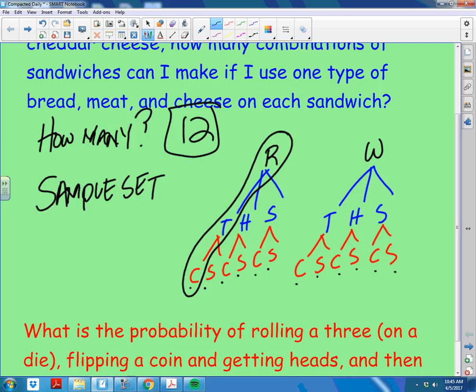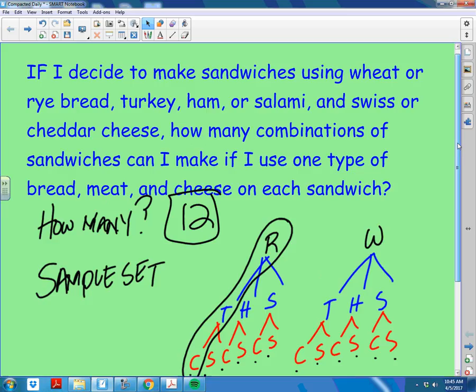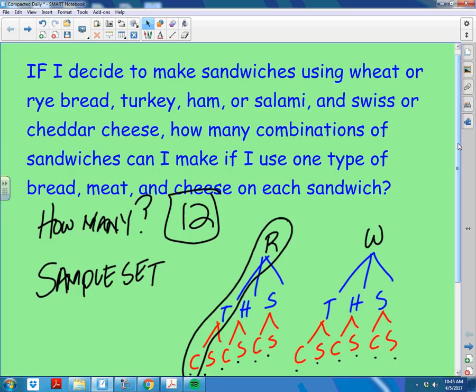Okay? Now, the other way to have solved that is to have simply taken the number of options at each point and multiplied them all times one another. Since there were 2 bread options, 3 meat options, and 2 cheese options, 2 times 3 is 6, times 2 gets us our 12. That is called the counting principle.